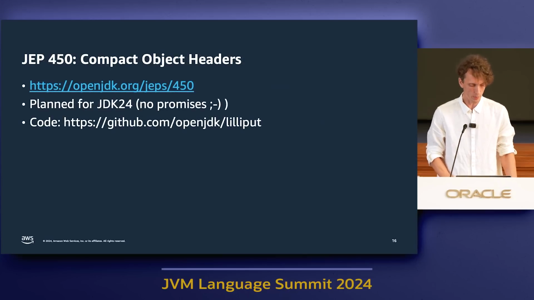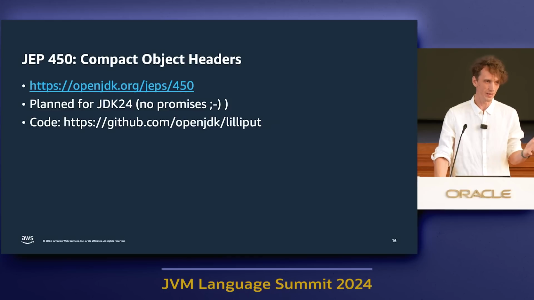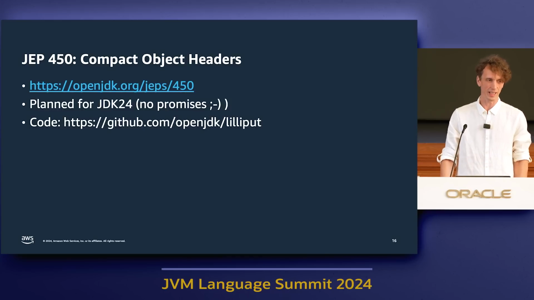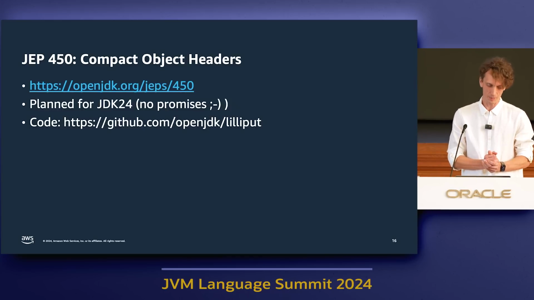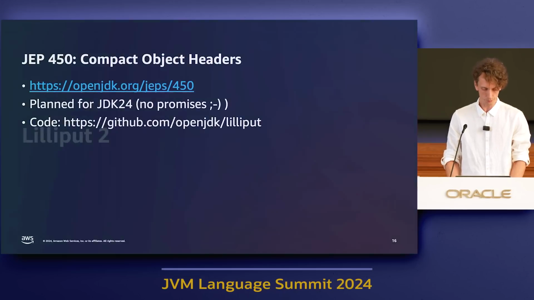We have a JEP lined up, the JEP 450 compact object headers. I'm hoping we can make it into JDK 24, but no promises. I know that I talked about this last year, and I said, with good luck, we make it into 22. Didn't happen, so yeah. JDK 24. The code is up there on the Lilliput repo if you want to try it. Yeah, and that's it about Lilliput 1.